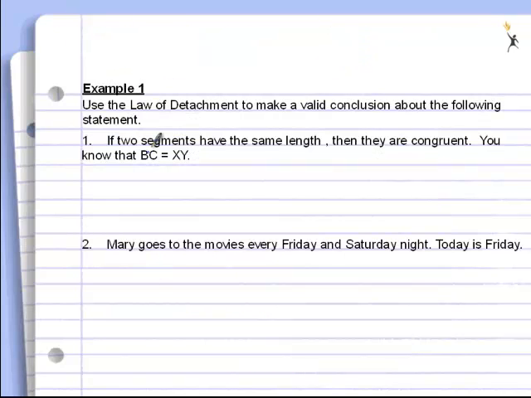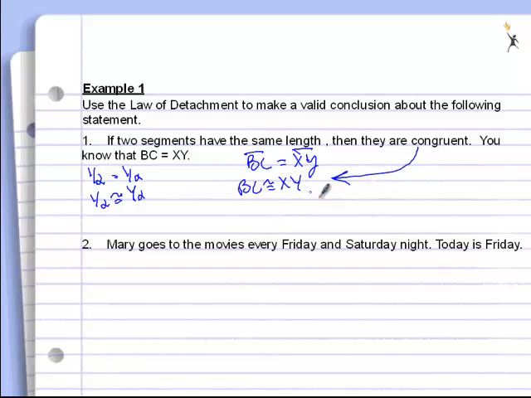we're going to use the law of detachment in these two problems. If two segments have the same length, then they are congruent. Not that hard. Two segments with the same length. That makes sense. If 1/2 an inch equals 1/2 an inch, then 1/2 is congruent to 1/2. That makes sense. You know that BC equals XY. So the length of BC is the same as the length of XY. What can you conclude about that? Well, you conclude that not only do they have the same length, but that they are congruent. That is using the law of detachment.